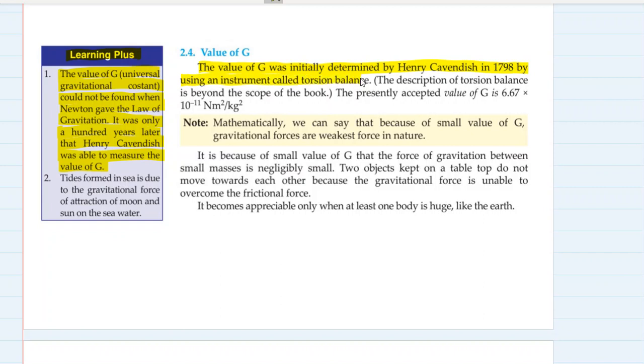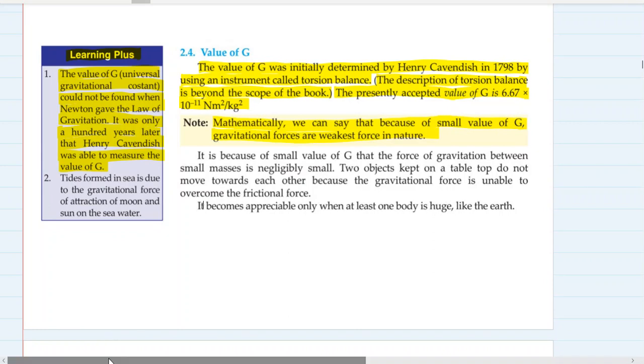The value of g was initially determined by Henry Cavendish in 1798 by using an instrument called a torsion balance. The description of the torsion balance is beyond the scope of this book, so don't expect that you will understand what a torsion balance is now, but you can definitely see some videos and read some articles on that. It's good for your extra knowledge. The presently accepted value of g is 6.67 into 10 raised to minus 11 Newton meter square per kg square. Because of the small value of g, gravitational force is the weakest force in nature.